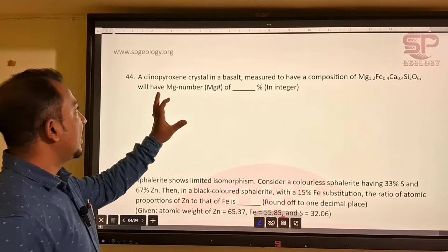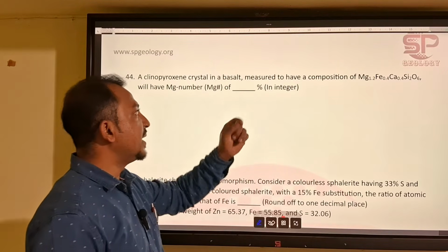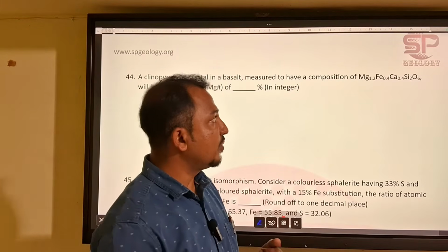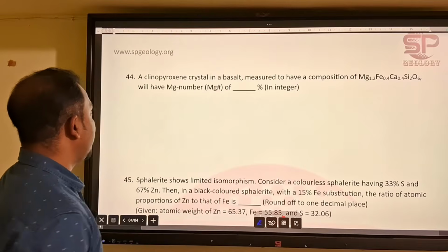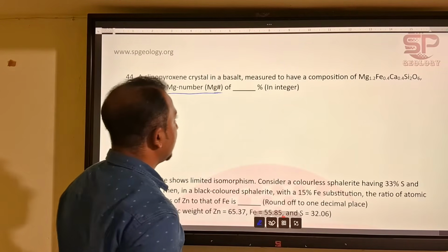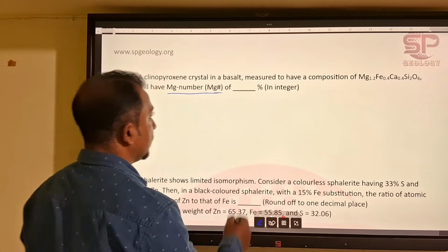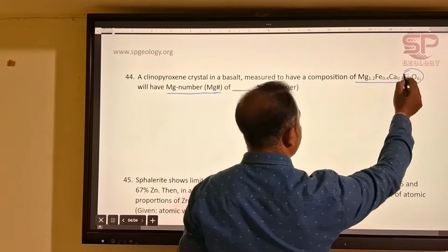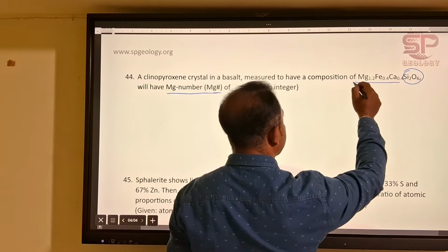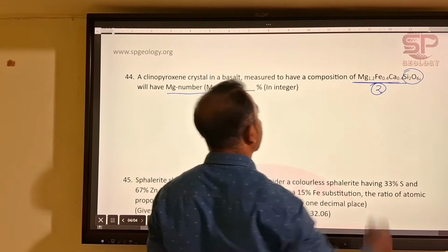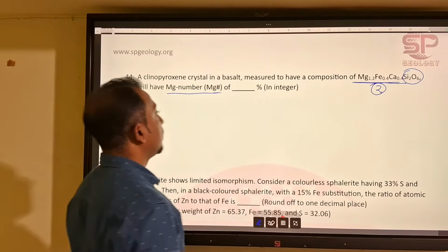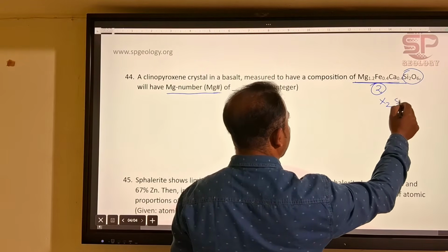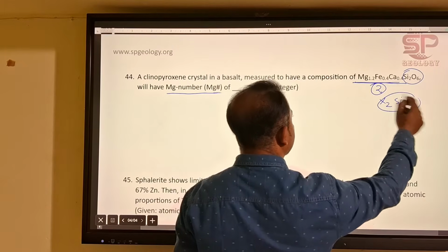Then a Clinopyroxene crystal in basalt measured to have a composition of Mg 1.2, Fe 0.4, Ca 0.4 and Si2O6. So we have to calculate the Mg number or Mg fraction in percentage. The Mg fraction is not affected by this Si2O6, so only consider this place, which adds up to 2. You know the general formula of pyroxene, that is, we can say X2 Si2O6.